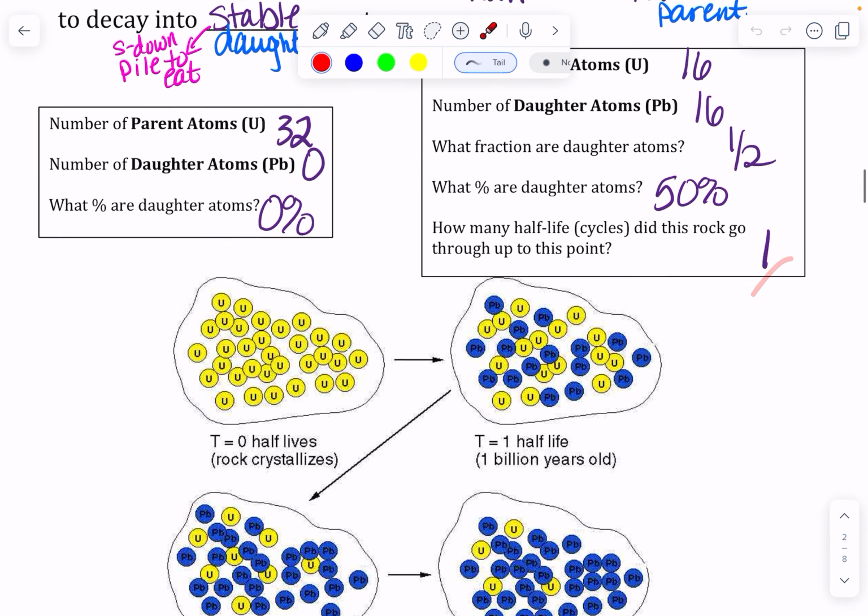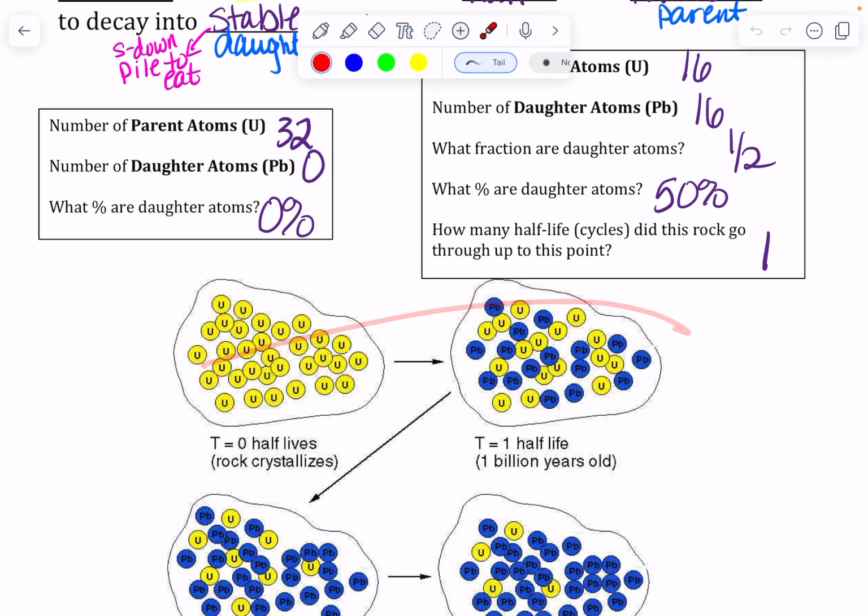And so that half-life is the important part. It takes an amount of time for that to happen. So in this case, it's 1 billion years old.